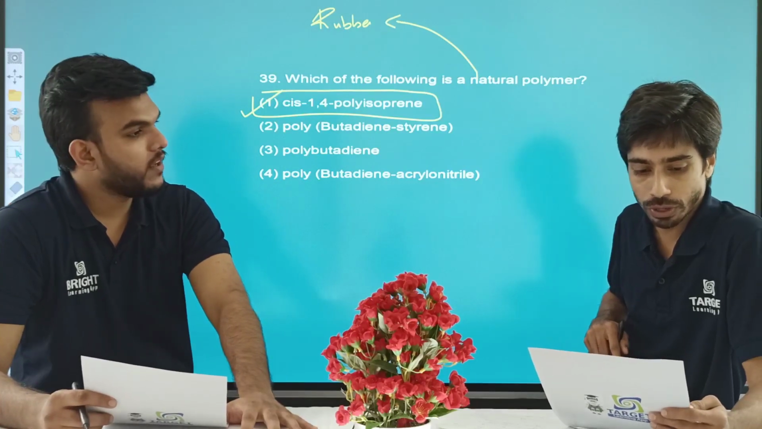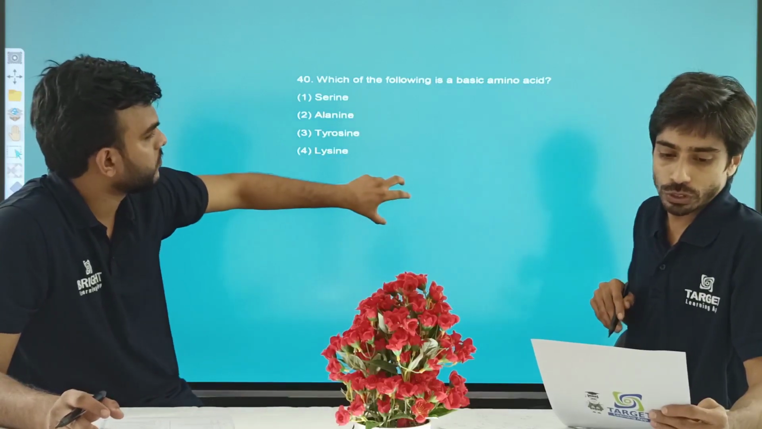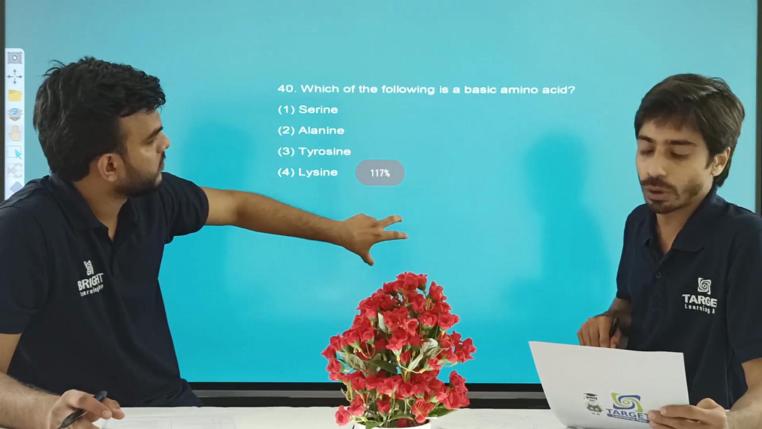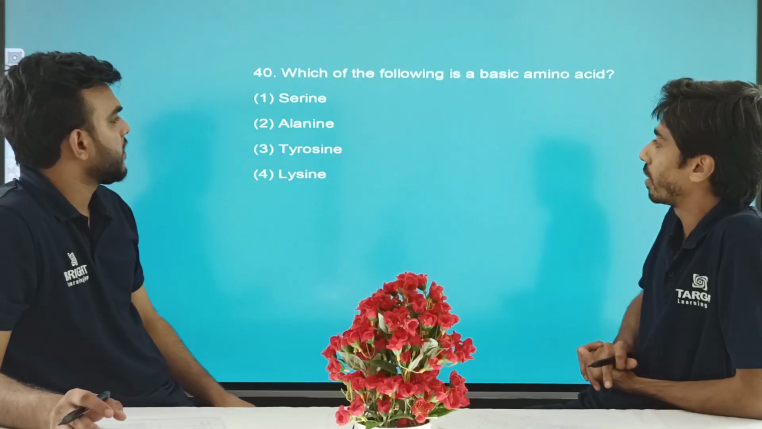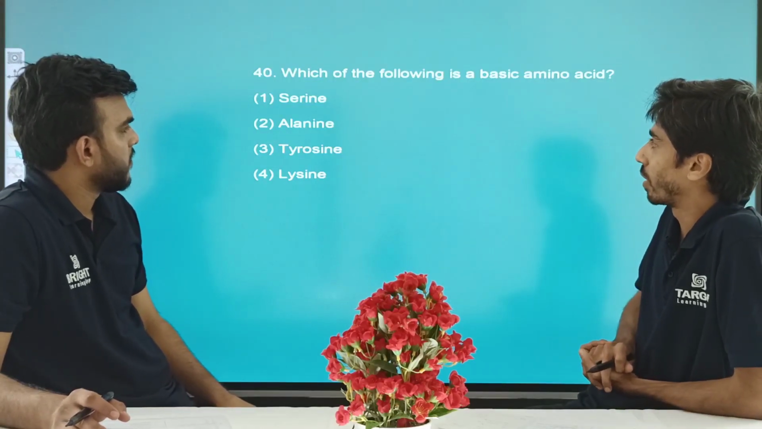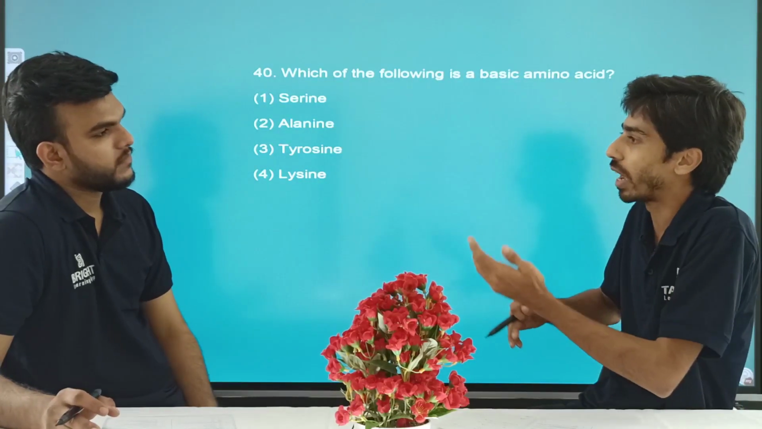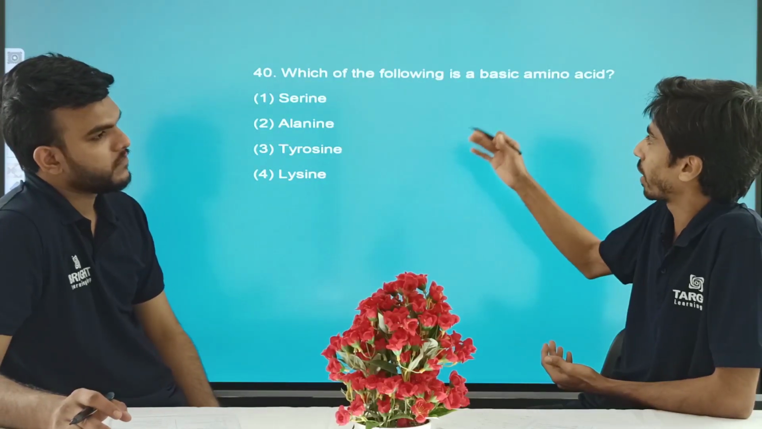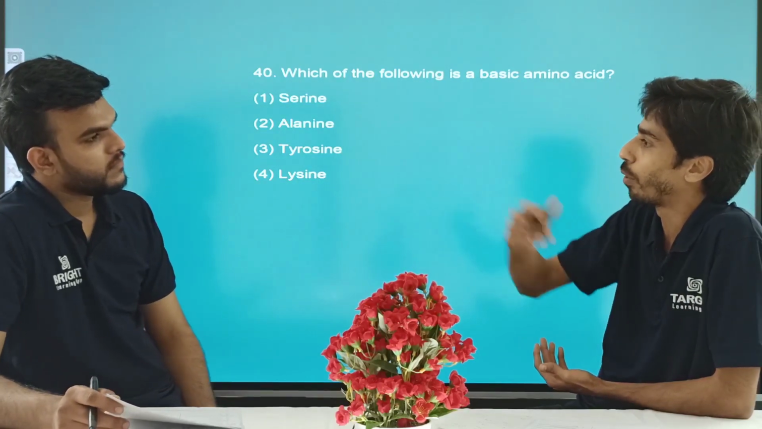So now we'll go for the next question. Which of the following is a basic amino acid? They have given some examples like serine, alanine, tyrosine, lysine. We know that a basic amino acid will have more amino groups than the acidic one. It's a classification based on basic amino acid, neutral amino acid, and acidic amino acid.